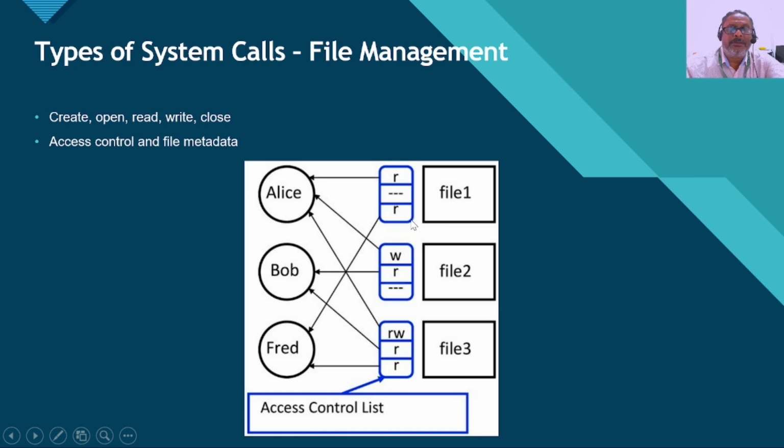So these details are stored in the metadata, and whenever a user tries to work with a file, the system calls will first verify the access control metadata and then make sure that whatever operation the user is trying to perform is a valid one, is an allowed one, and the user is privileged to work with the file the way it is expected. If it is so, then it will be allowed, otherwise an error is raised.